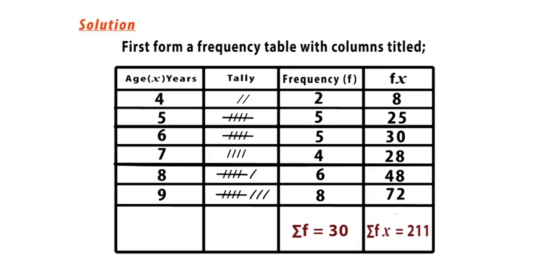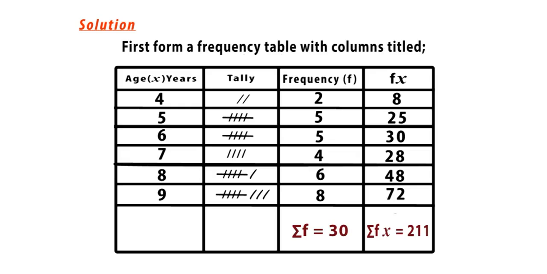For fx, we'll multiply the x by the f. So 4 times 2 would give us 8. 5 times 5 will give us 25. 6 times 5 will give us 30. And 7 times 4 will give us 28. 8 times 6 will give us 48. And 9 times 8, 72.